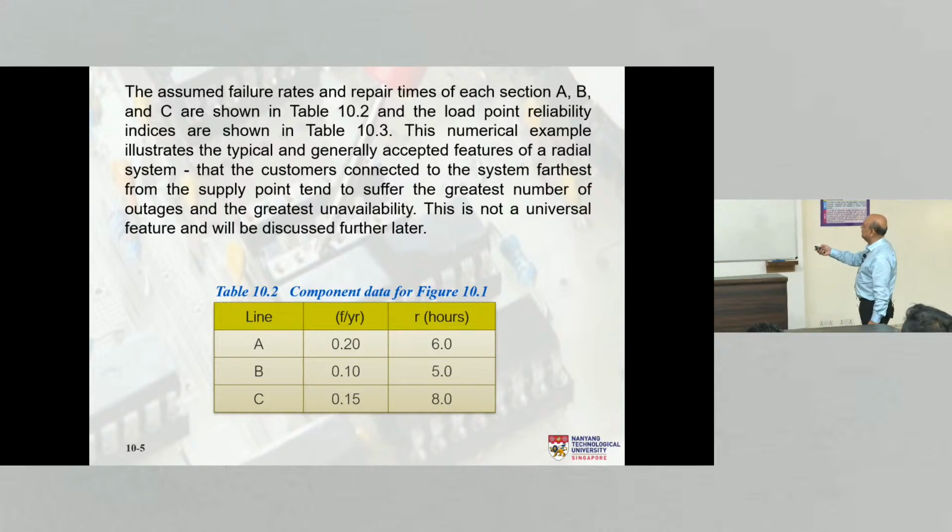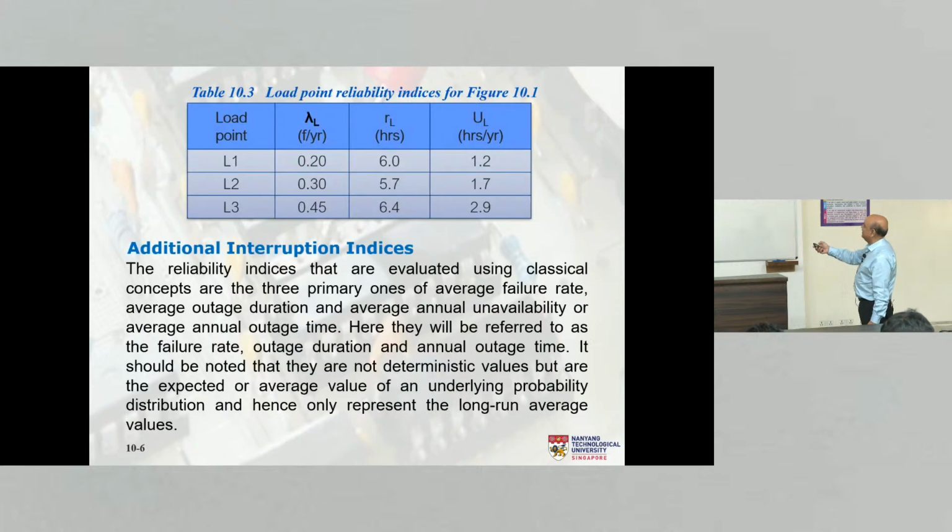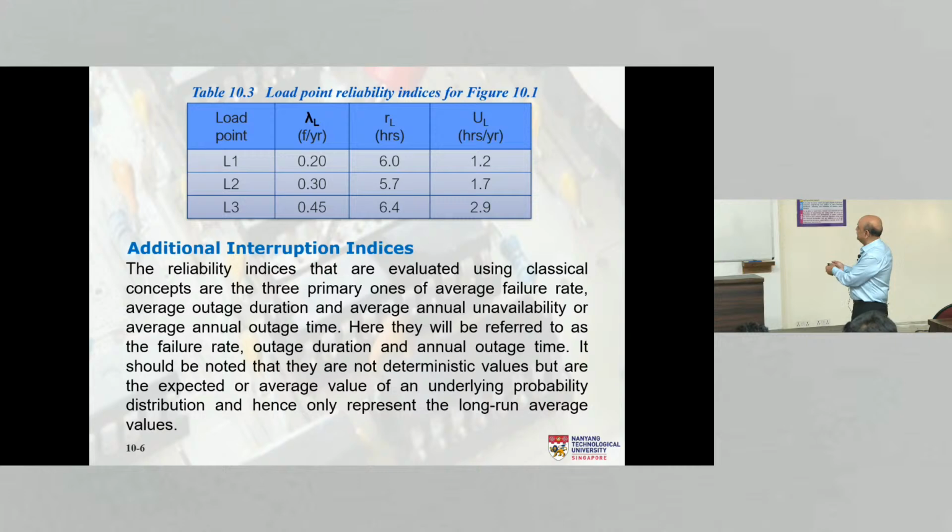Stay with me for another hour, yeah? So, the load point reliability indices for L1, as I said, 0.2 failure rate for section A multiplied by 6 hours, the repair time of section A. So, the unavailability is lambda times R. For L2, you have to add lambda A plus lambda B, yeah, that will be the effective failure rate, and then the unavailability is, let's go back there.